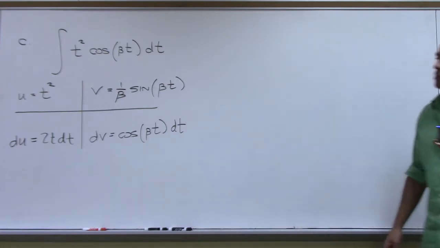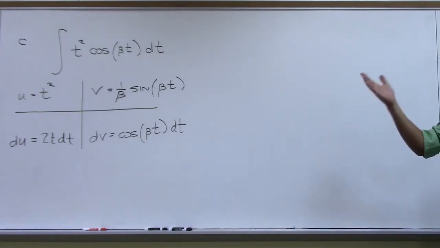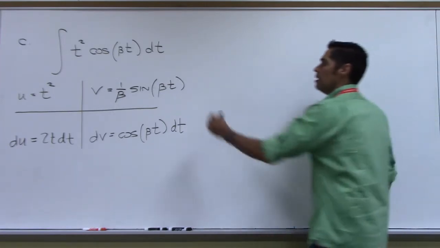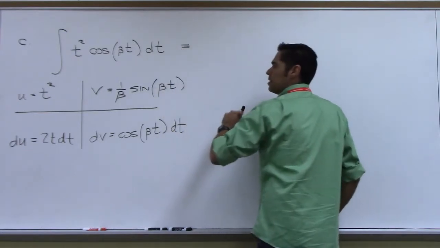The rest of this will be plugging into the formula, uv minus integral v du. So uv, let's see.